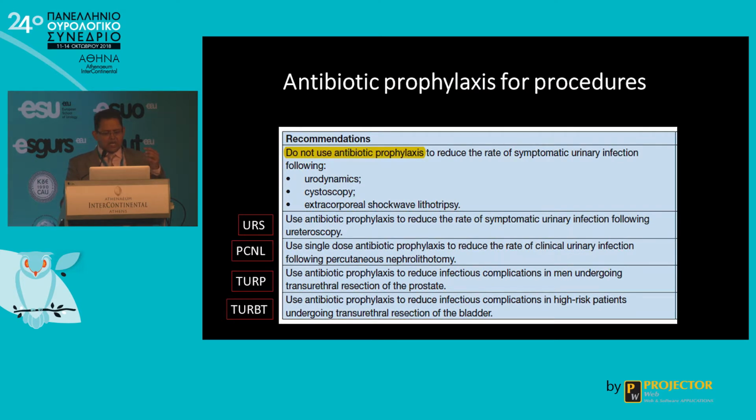So antibiotic prophylaxis for other procedures: you do not need to give it for urodynamics or cystoscopy. You do not need to give routine antibiotics. For ureteroscopy, use antibiotic prophylaxis. I normally give it once only, just before induction of anesthesia. You don't have to give any long course. Again, for PCNL, a single dose of antibiotic. For TURP, again, you need to give antibiotic prophylaxis. And for bladder tumors, for high-risk or large ones, you need it, similar to TURP; for very small ones, you don't always have to give it. And these are the recommendations.